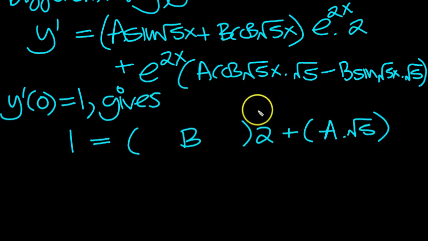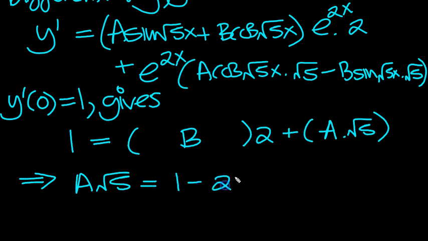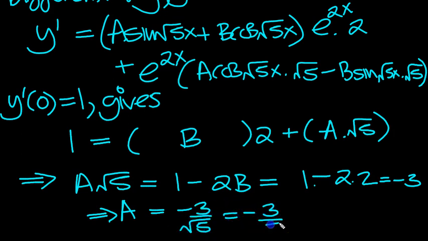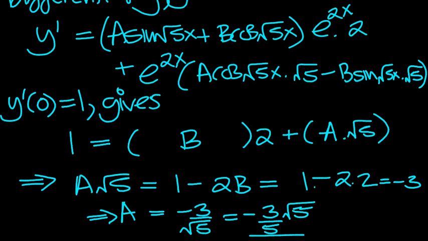We know b is 2 from before. So let's work out a. That implies a root 5 equals 1 minus 2b. And b equals 2, so it was 1 minus 2 lots of 2, which equals minus 3. So then a is equal to minus 3 over root 5. Then rationalize the fraction by multiplying by root 5 top and bottom: minus 3/5 root 5. Minus 3/5 root 5, that's right.